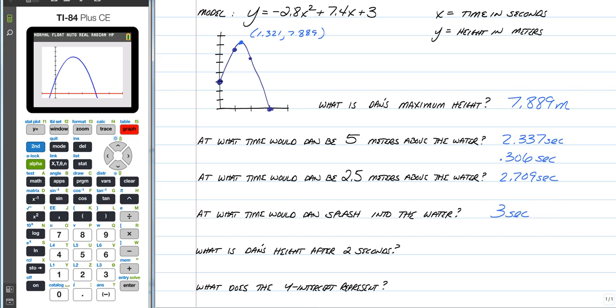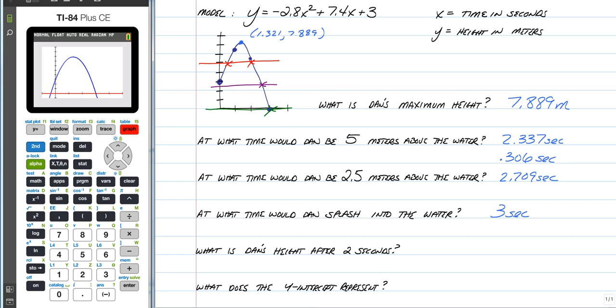So again, the first one we were at 5, so we would have this intersection and that intersection. When we wanted to know 2.5 meters, that was down here. That's why we only had 1. And when we're 0, we're down here again. We only have 1 because we can't go back in time.